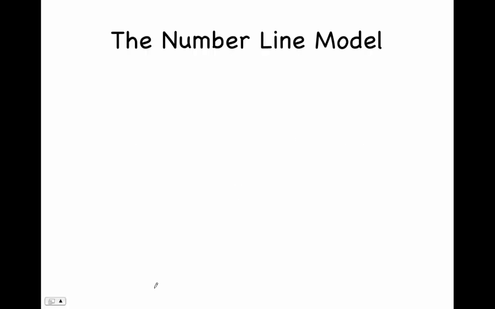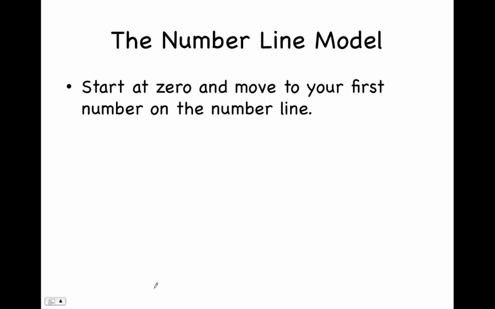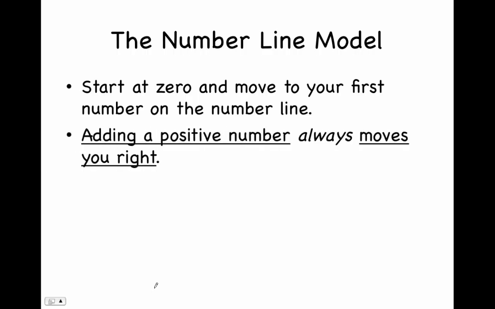Now let's start off and talk about the number line model. This is a very common model you see in your books, and it's a good one. Sometimes you can also call it a directional model, and it works like this. You start at 0 on your number line, which is like your home, and you move to your first number on the number line, wherever that might be, a positive or a negative number.